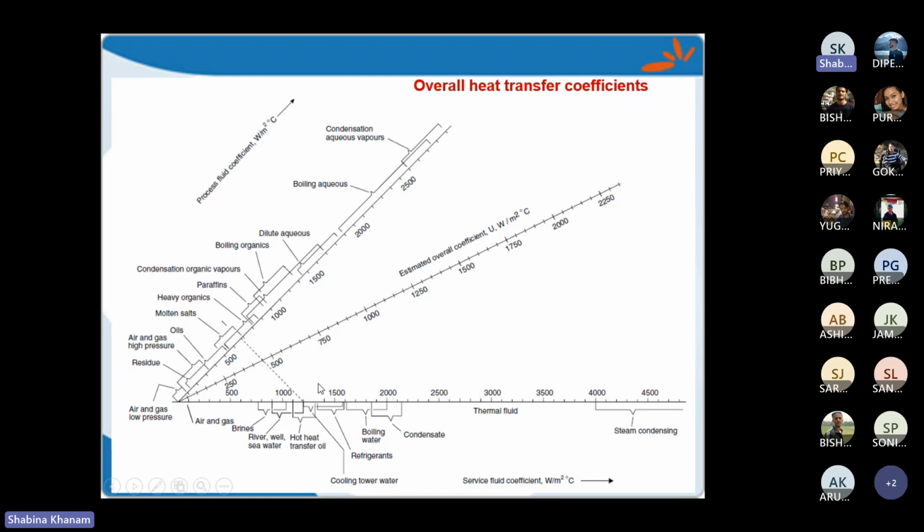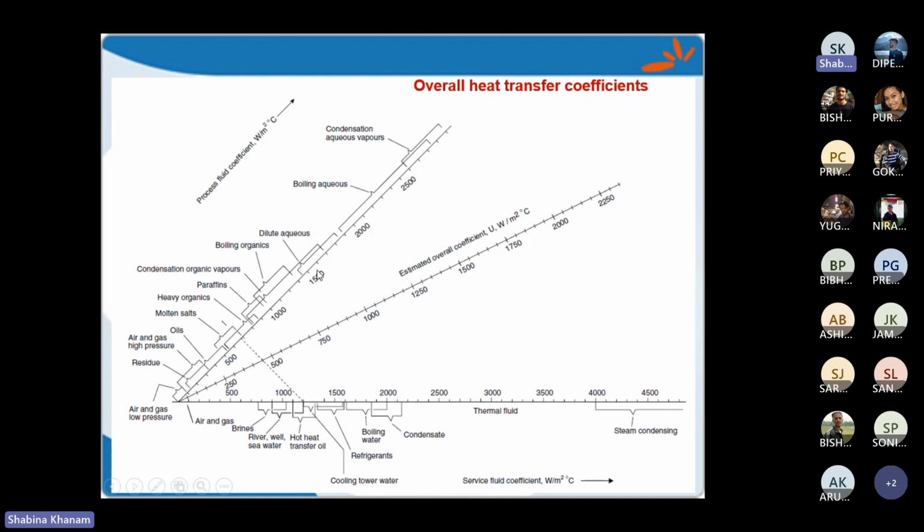Okay, join these 2 points through the straight line. Wherever it cuts this line, that value you can consider as the estimated overall coefficient, or the assumed value of overall heat transfer coefficient. Based on this assumption we will calculate all equations and parameters which we will discuss in subsequent slides. So I hope you understand how to find the assumed value of overall heat transfer coefficient, right?